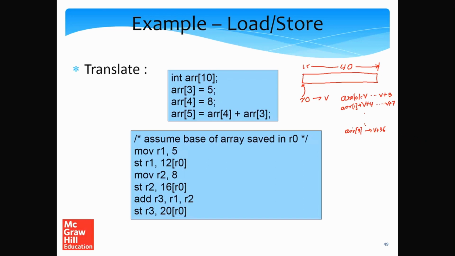So given this simple program, which I'm sure most of you would have learned in your basic C, C++, or Java programming class, let's try to implement it in assembly language. We have an array of 10 integers, where we assume the base of the array is saved in register R0. We set array[3], the element at index 3, to 5, the element at index 4 to 8, and we set array[5] equal to array[4] plus array[3].